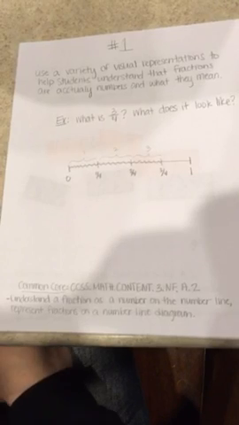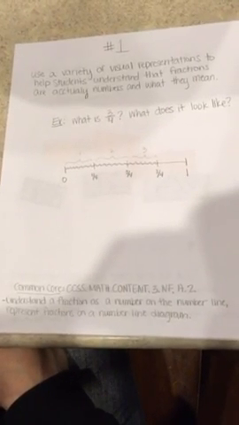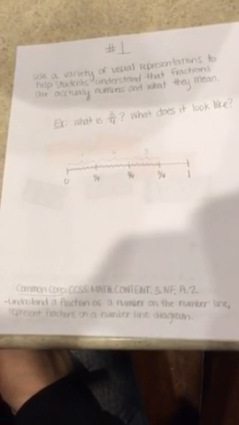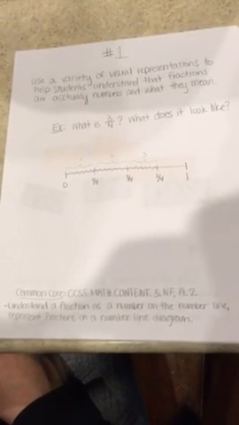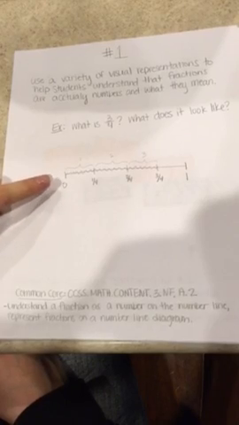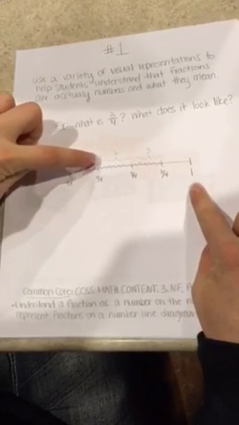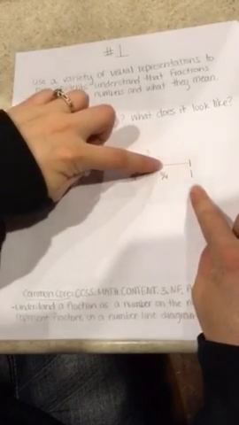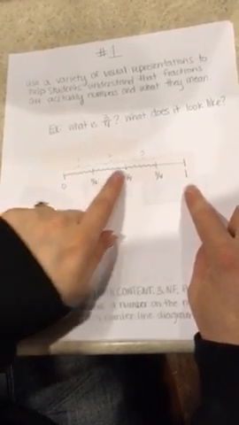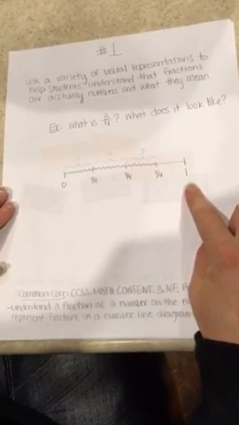Tip number 1, use a variety of visual representations to help students understand that fractions are actually numbers and what they mean. So an example of this is, what is 3/4 and what does it look like? So here we have a number line and we drew from 0 to 1, and then here's 1/4, 2/4, and 3/4. So 3/4 is this part of the number line.